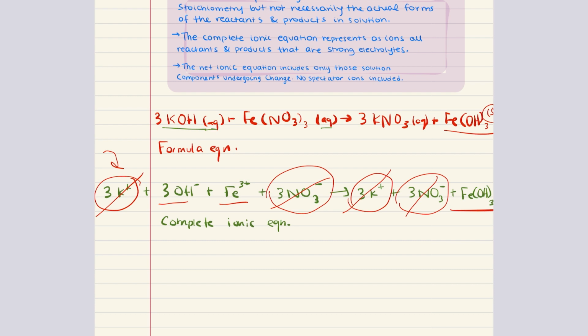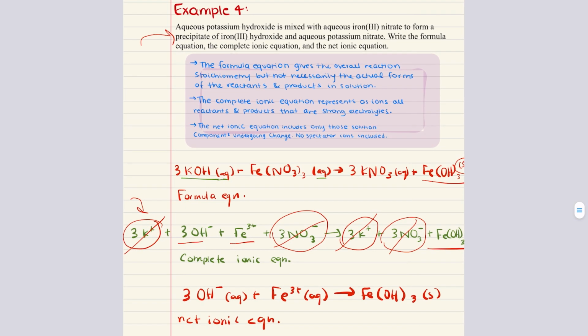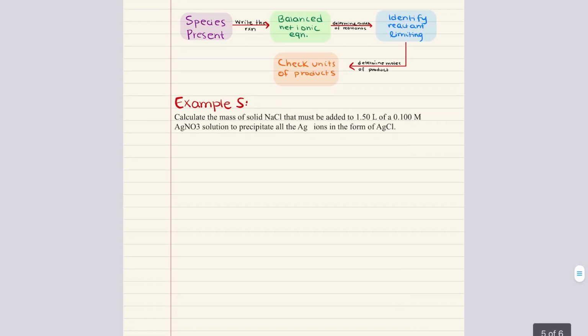And so now when we write our net ionic equation from our complete ionic equation, it's going to look like 3 hydroxide ions, aqueous, plus iron 3 plus, aqueous, gives us iron 3 hydroxide solid. And that is our net ionic equation. And there we have it. We went ahead and we solved problem 4. Now we can move into problem 5.